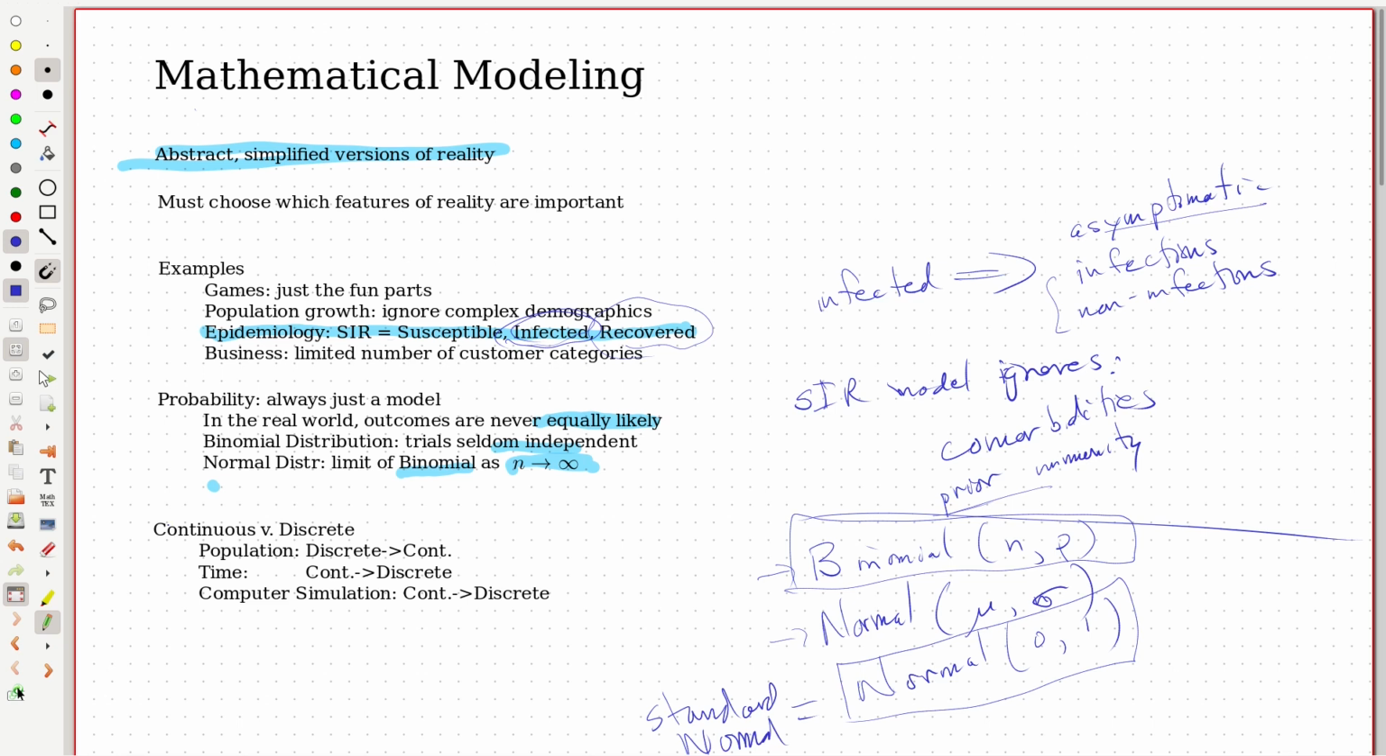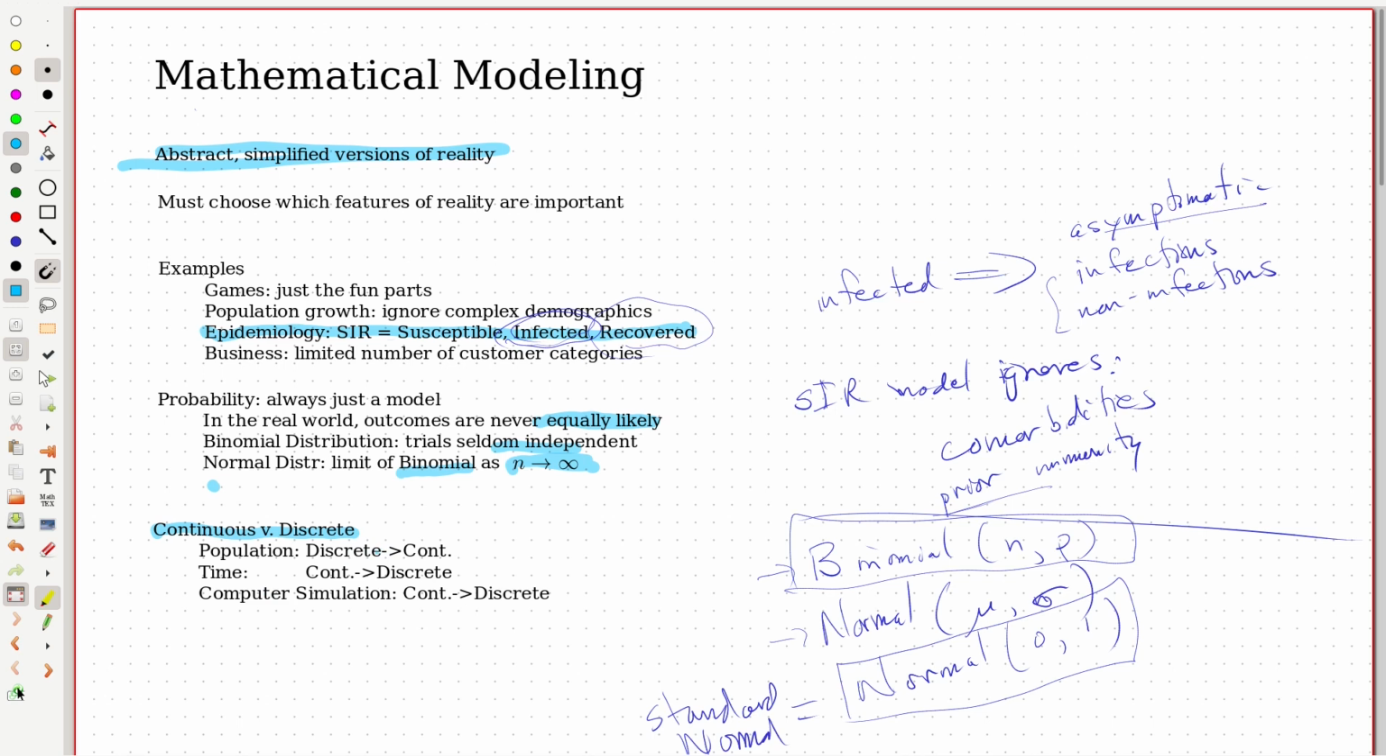Okay, one other category I want to talk about is a category of simplification when we're making mathematical models, this notion of continuous versus discrete. Okay? So in the real world, things tend to be discrete, right? We have a discrete number of people, right? You can have 10 people, you can have 13 people, but you can't have 12 and a half people, right? That's what I mean by discrete. Whereas in mathematics, things tend to be continuous, right? If you learn calculus, it's essential that the variables be continuous and that the functions be functions of continuous variables.